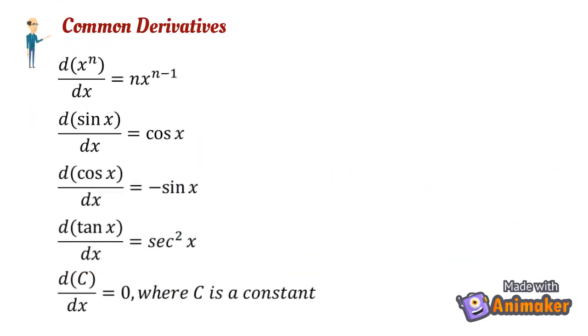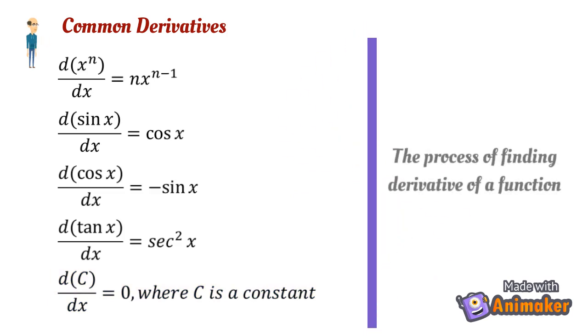Here are derivatives of some common mathematical functions. The derivative of x to the power n is equal to nx to the power n minus 1. The derivative of sin x is equal to cos x. The derivative of cos x is equal to minus sin x. The derivative of tan x is equal to sec square x. The derivative of a constant c is equal to 0, which is because a constant will never change even if the value of x changes. The process of finding derivative of a function is called differentiation.